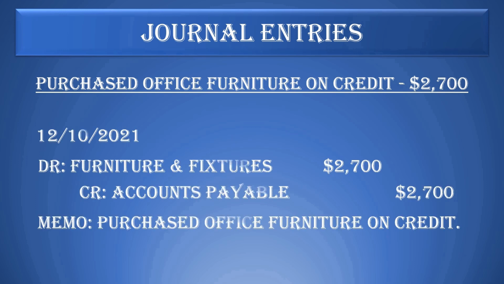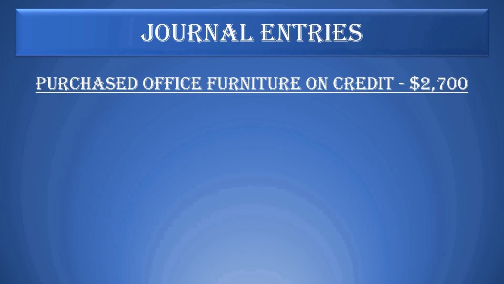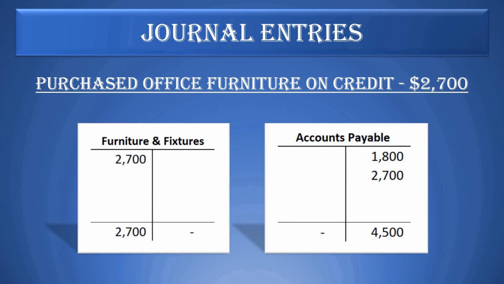And here's our journal entry. Debit furniture and fixtures for $2,700, and credit accounts payable for $2,700. Make sure to post this entry to the T accounts. Here's what that will look like. And we're all set with this entry.